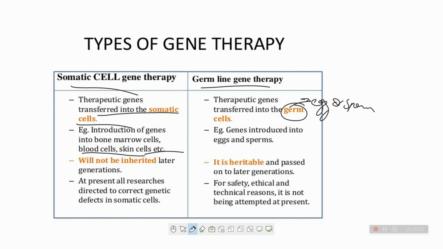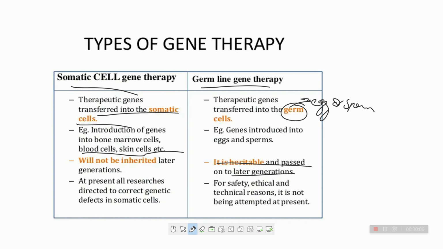Because during gamete formation or during formation of the zygote, only germ cells act as carriers of the information, not somatic cells, right? So if any alteration or change takes place in the somatic cells, then that information will not be transferred or inherited in later generations. Whereas germline gene therapy is heritable and passed on to later generations.